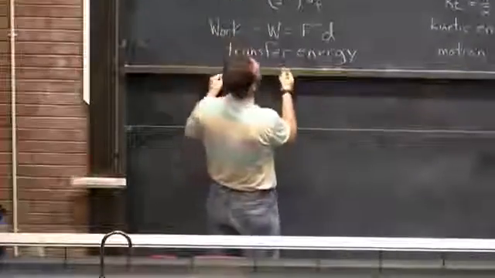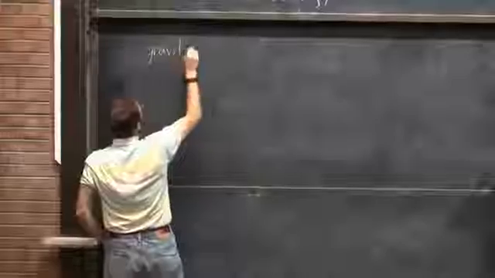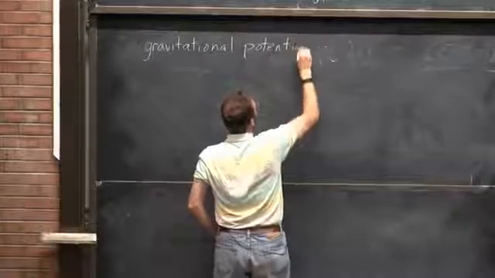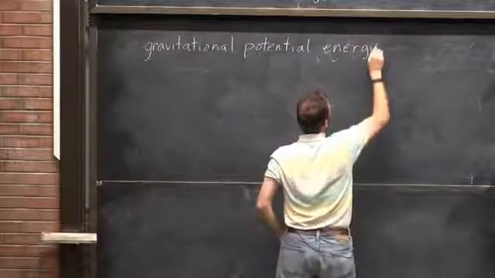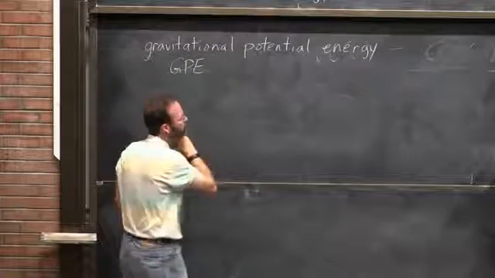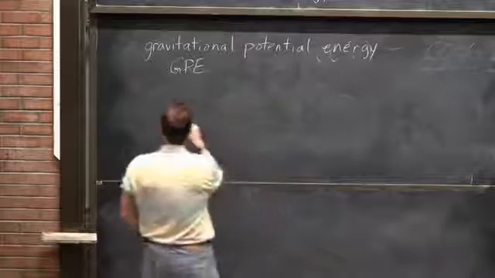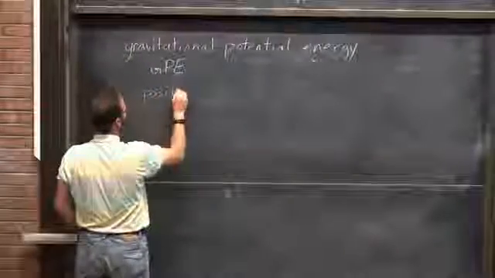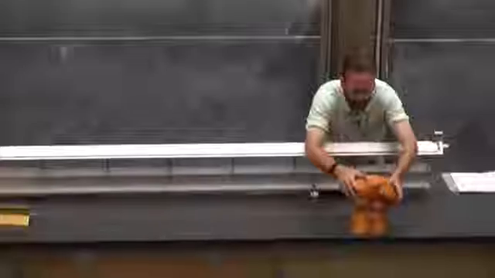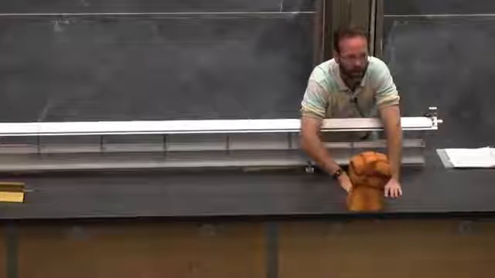Another form of energy you're probably familiar with already. Gravitational potential energy. GPE. That's the energy associated with position or location. As you move things around, you probably know this. Relative to the floor, this is up a certain height. So if I push it off the table, you know what happens, right? How did it get from here to there?